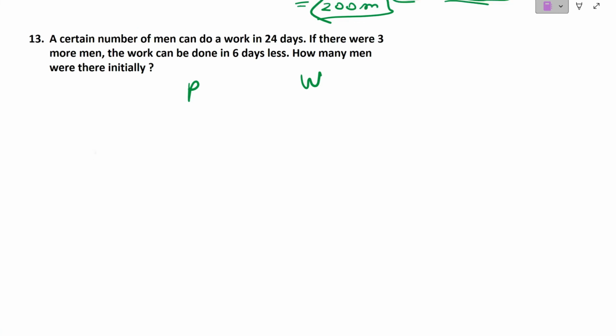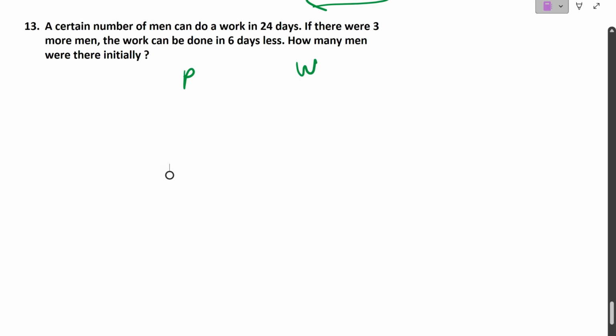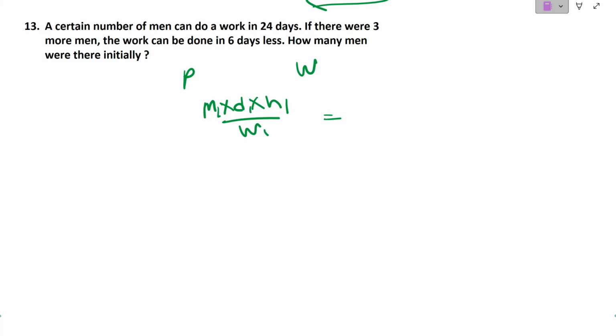And we know by the definition that MDH, men into days into hours: M1 D1 H1 upon W1 equals M2 D2 H2 upon W2. This is the formula we know from the time and work concept. In case you are not aware of this, just watch my videos on time and work.